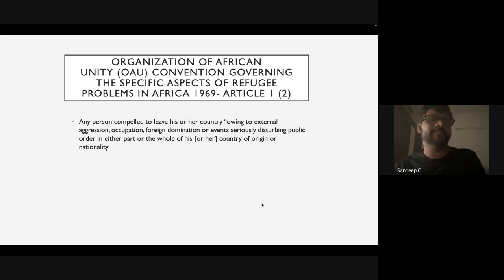And this convention of course was inspired by the Refugee Convention of 1951. And if you look at Article 1, Clause 2 of the African Refugee Convention, it says that any person compelled to leave his or her country owing to external aggression, occupation, foreign domination, or events seriously disturbing public order in either part or whole of his or her country of origin or nationality.